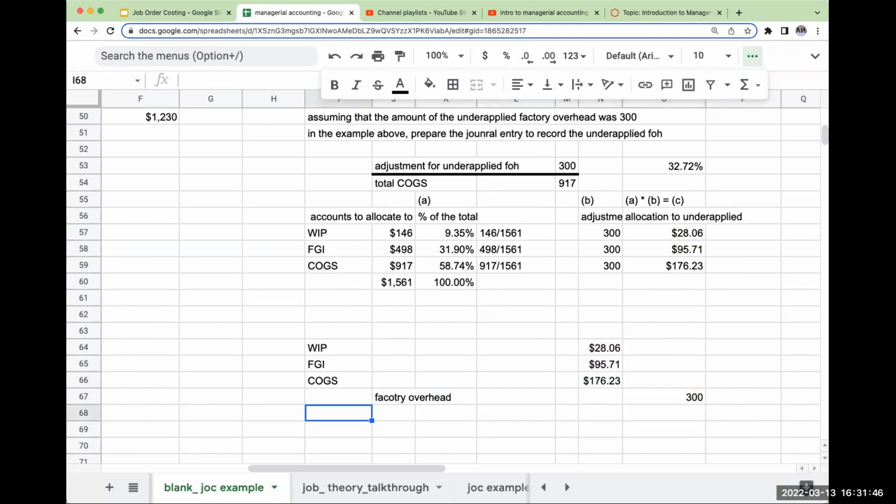And this is going to be to adjust for under applied factory overhead. So this is how I'm going to do my journal entry if the amount is materially significant.